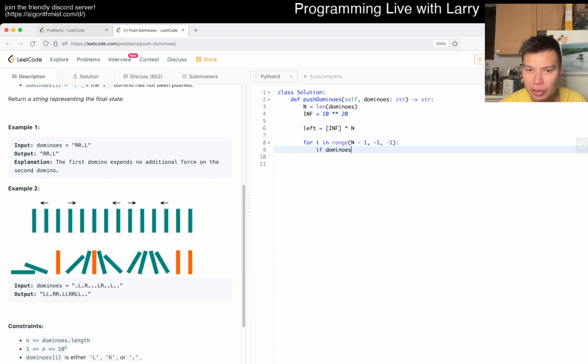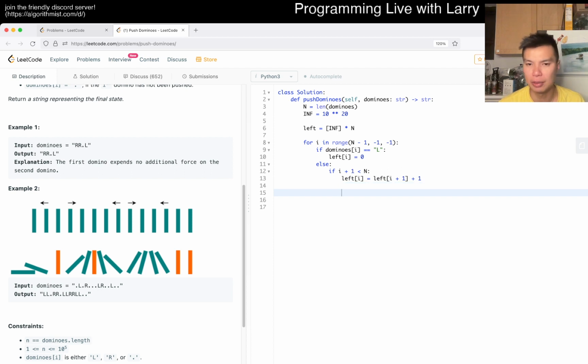If dominoes of i is equal to L, then left of i is equal to 0. Otherwise, left of i is equal to left of i plus one, right? Something like that. It's a little bit awkward because i plus one has to be less than n or something like this, because otherwise we'll just keep it at infinity. I think that's okay. It's a little bit awkward, but it's okay.